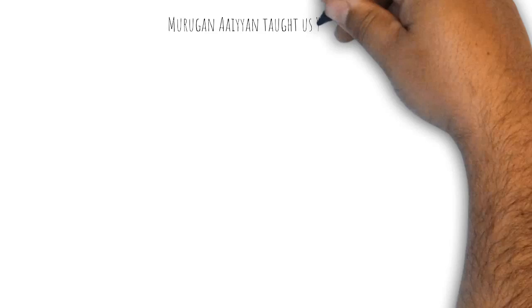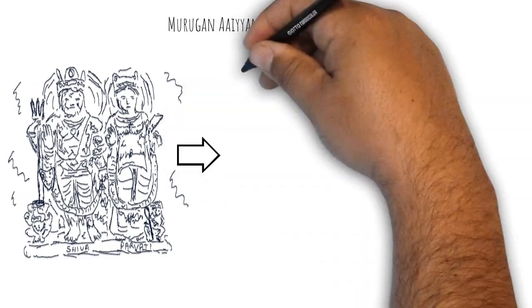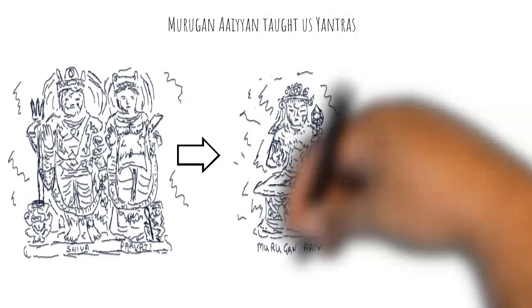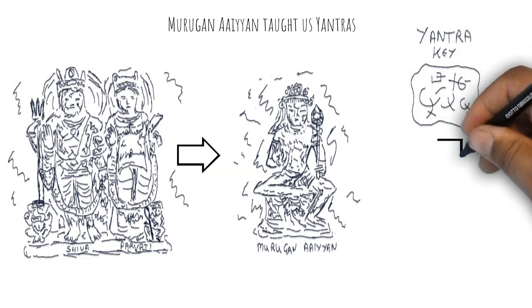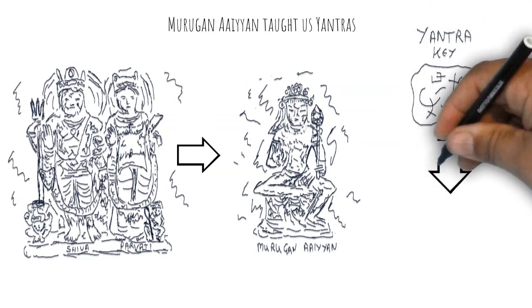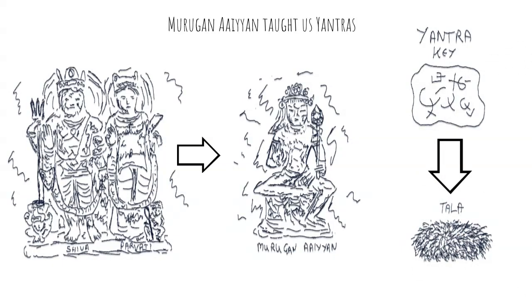100,000 years ago, Murugan Aaiyyan, the progeny of the great god Shiva and goddess Parvati, came to earth and taught us humans how we can use yantras to unlock doors to various dimensions. These dimensions could be positive lokas, negative talas, or combinations of them both. There are also other forms of dimensional space such as dark to light, from loud to soft, and many more.